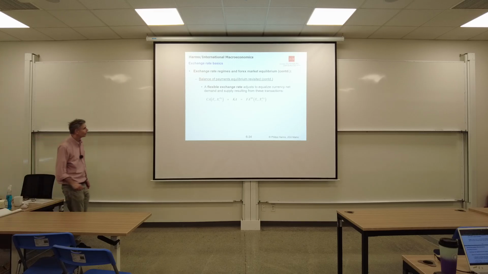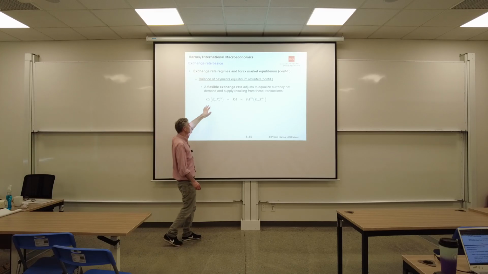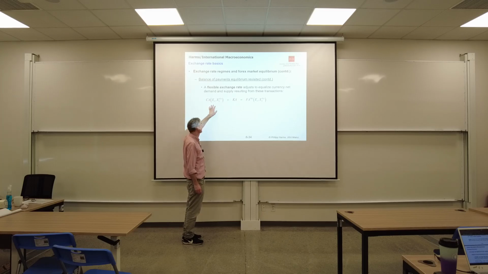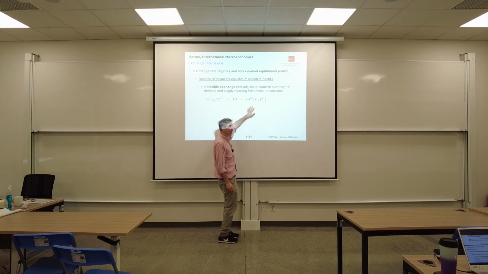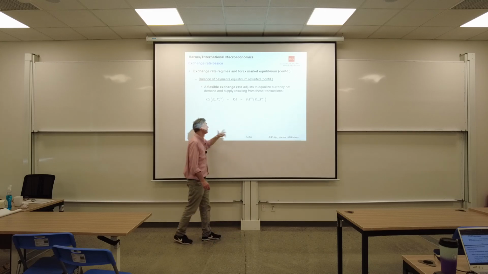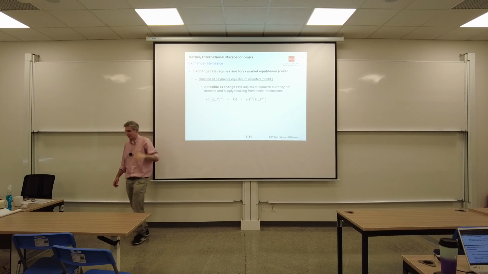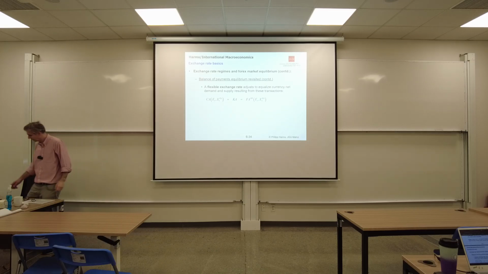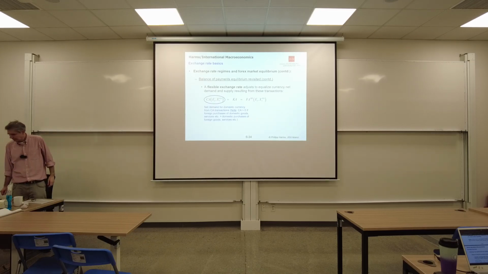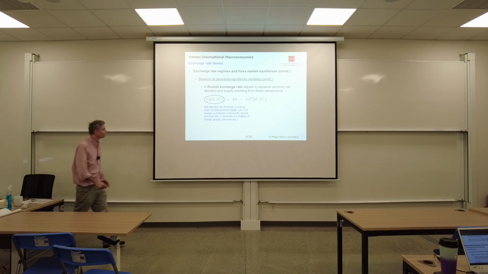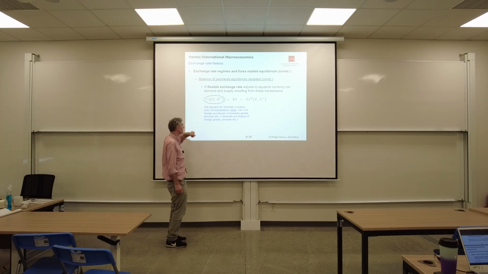So if you have the current account balance depending on the nominal exchange rate, and you have the financial account balance depending on the nominal exchange rate, and the capital account, which is, you know, a pain in the neck, which we ignore. Then if the current account balance is positive, then there's huge demand for foreign goods relative to foreign demand for domestic goods.